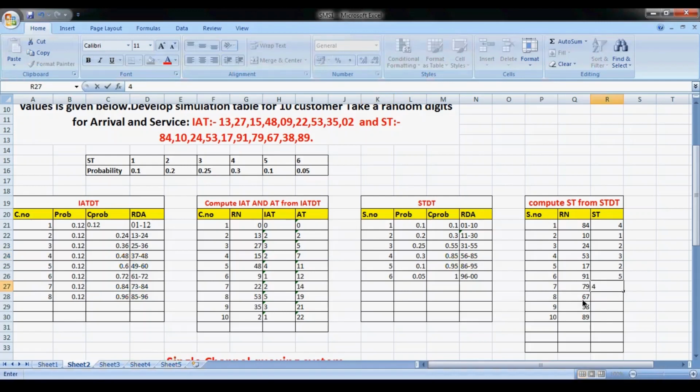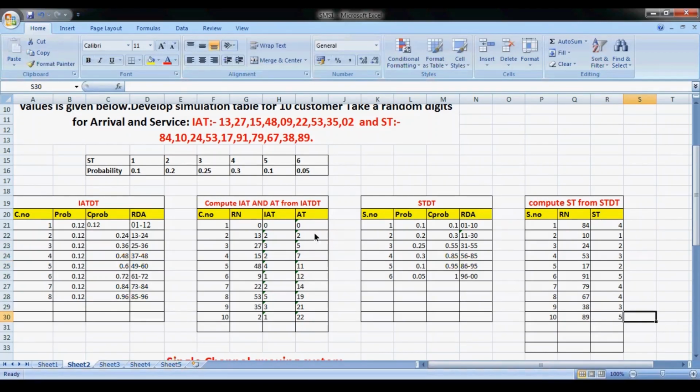Next service number is 67. 67 is falling under this range, so again service time is 4. So I will write 4. 38 is there. 38 is falling under this range and its service time is 3. So I will write 3. Next one is 89. So 89 is falling under this range, so its value is 5. So I will write 5.